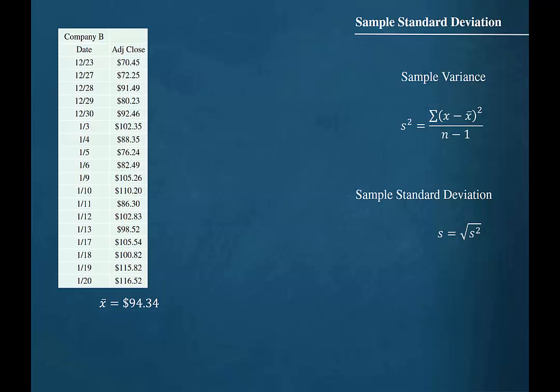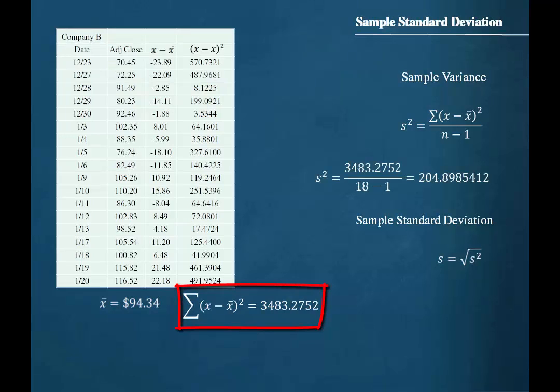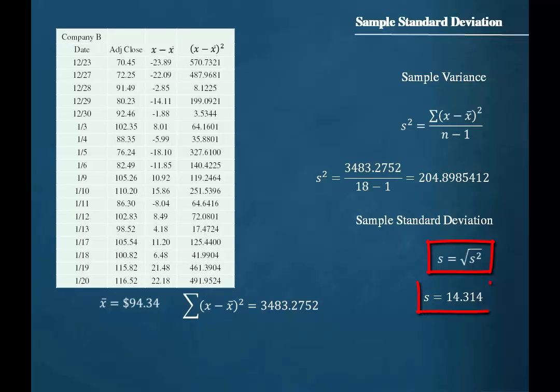Now let's do the process again for Company B. The sample mean is 94.34. We subtract the mean from each data value and then find the squares of these deviations from the mean. We then find the sum of these squares and divide that sum by 1 less than the sample size in order to find the sample variance. The square root of the sample variance will give us the sample standard deviation of 14.314.